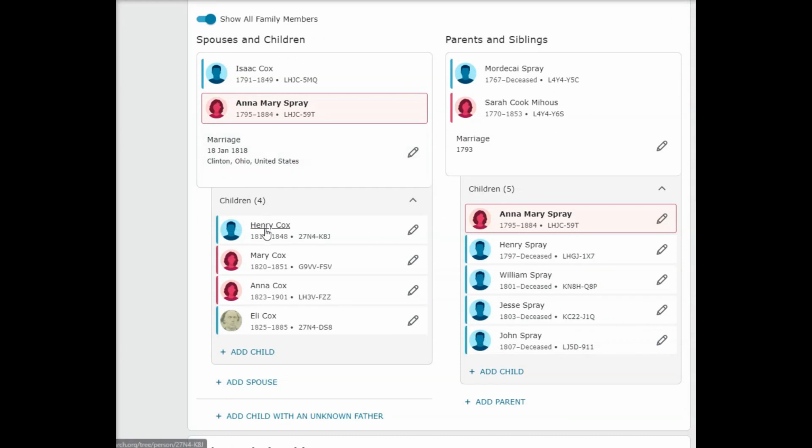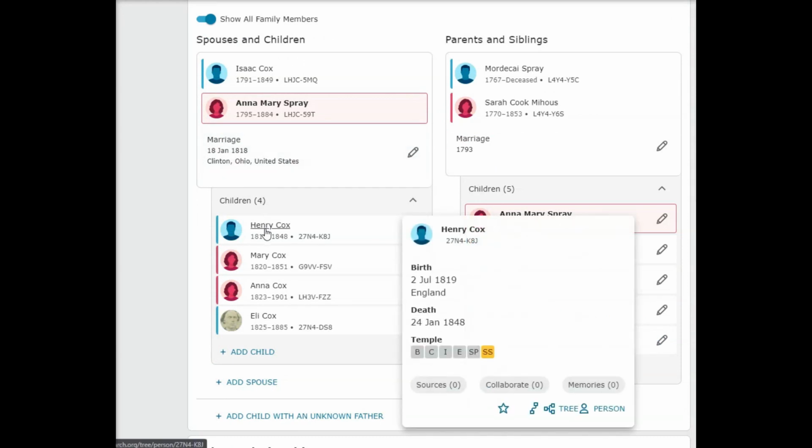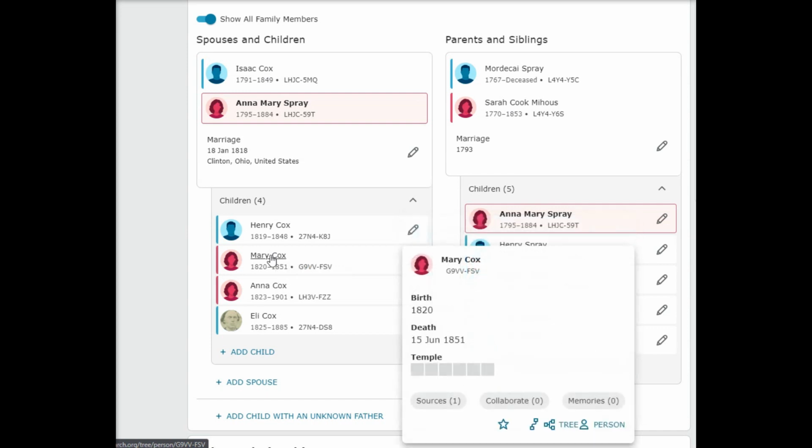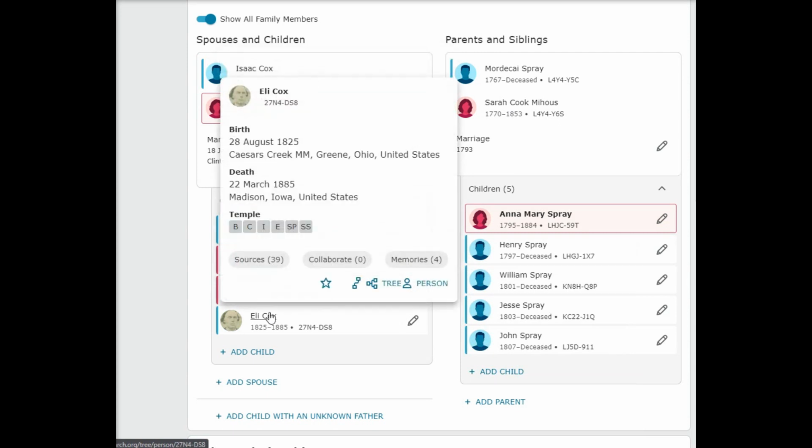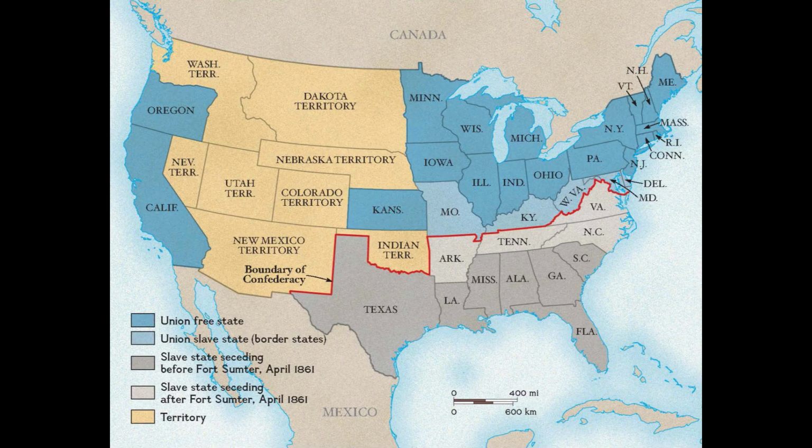As for Anna's kids, it says her oldest was born in England, and we don't know where he died. That could be a mistake, I don't know. We don't know where Mary was born or where she died. Her daughter Anna was born in Ohio and died in Arkansas. And Eli was born in Ohio and died in Iowa. So there's a lot of family movement taking place at this time, jumping the Civil War boundaries in both directions.